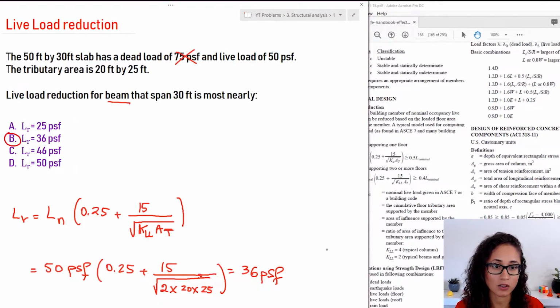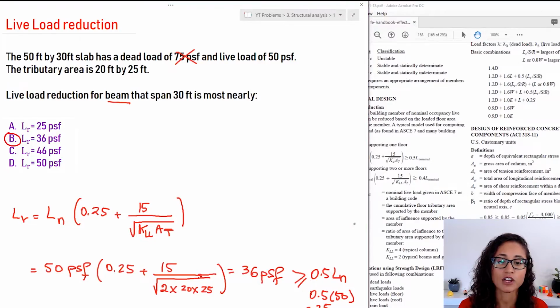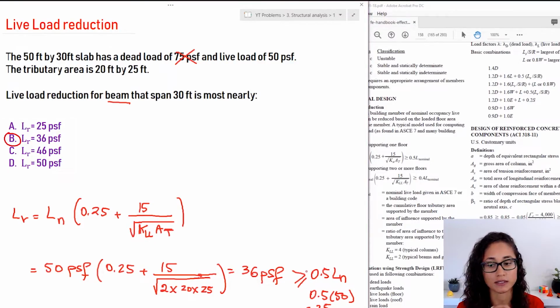We have to check this inequality, guys. We have to make sure it is greater than or equal to 0.5 times your nominal live load, or just the given live load. So this is going to be 0.5 times 50, which equals 25, right? This is greater than 25, so we are okay. A couple of my students had a question where, when they calculated the live load reduction, it was actually smaller than 25. In that case, you just have to pick 25 as your answer. So I hope that makes sense, guys. Let me know if you have any questions in the comments below.